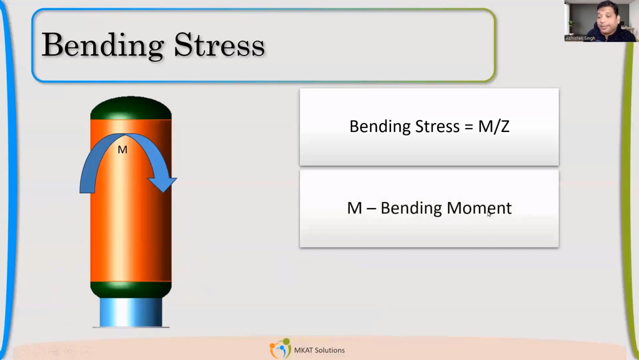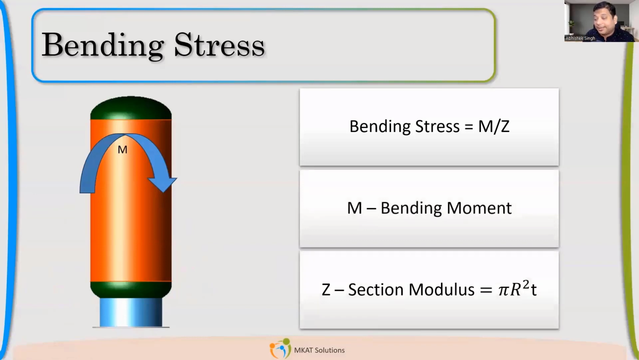Great. Now bending stress, how do we calculate? M by Z. So what is the Z of the skirt? Pi r square T. You can remember that for any cylindrical section, the section modulus is pi r square T. So just divide the moment which you have got, maybe because of wind or seismic or due to any piping load, whatever. If there is any moment, you add that moment, and then divide it by the section modulus.